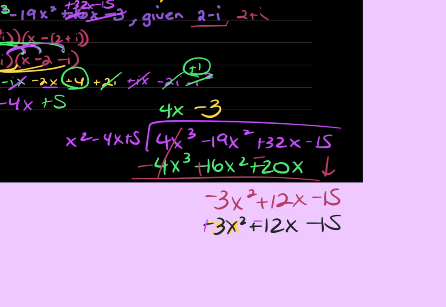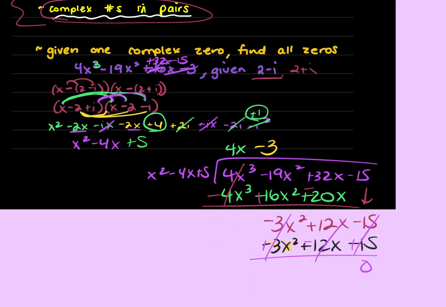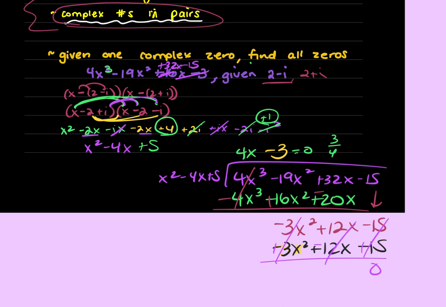And then change your signs. And it cancels, okay, which it should. So then my remaining 0 comes from my quotient, which would be 3/4. And if it says find all the zeros, I need 2 plus i, 2 minus i, and 3/4.